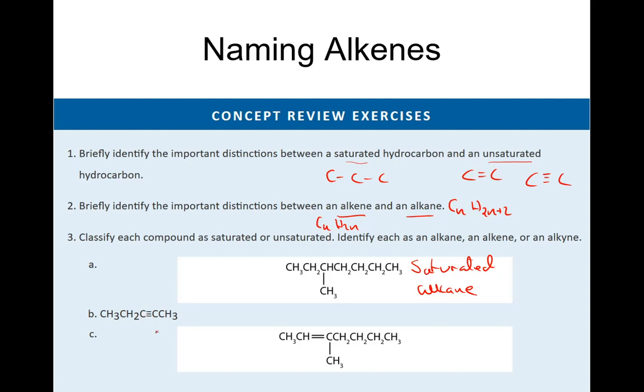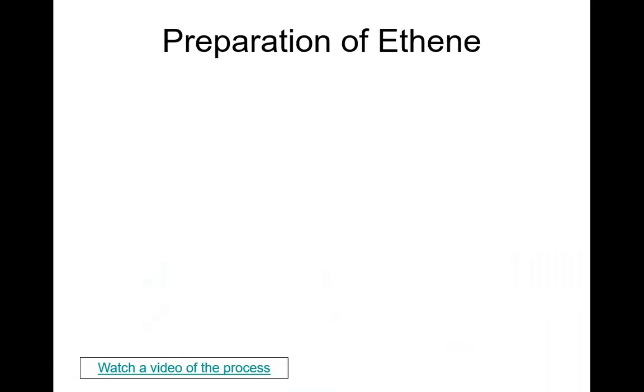Second one, stuck over here. Notice we have a triple bond. This is an alkyne. Y-N-E, and because it has a triple bond, that means it is unsaturated. And lastly, part C, you have again a double bond, so this is an alkene, and because it's a double bond, again it is unsaturated. Okay. And those questions then will help you to understand the major differences between the alkenes, the alkanes, the alkynes, and the structure of those molecules.